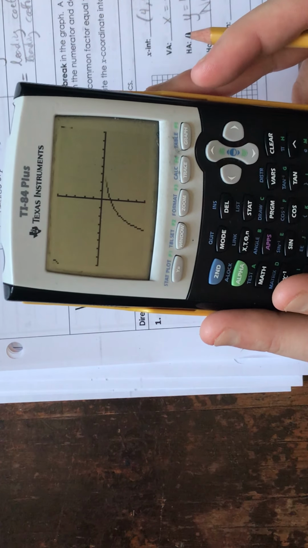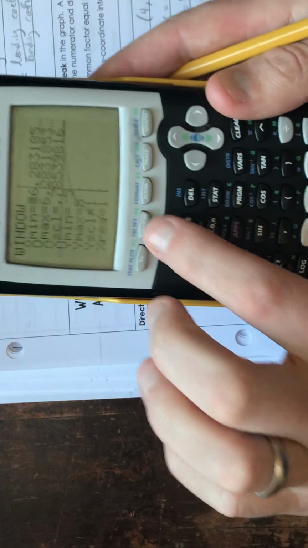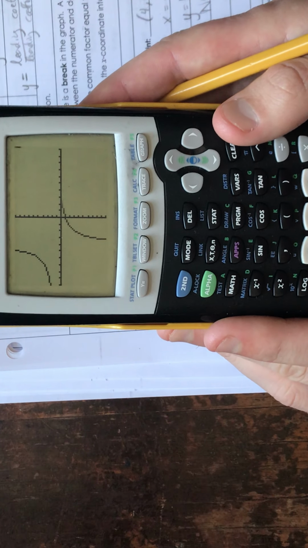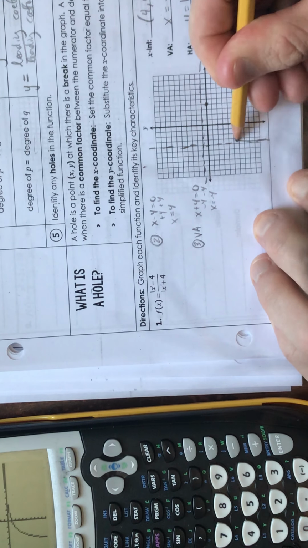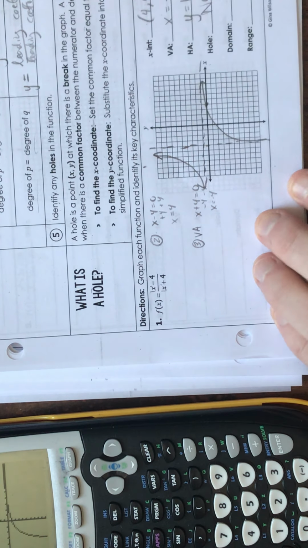And I graph it, and you'll notice it's kind of a little bit off our stage, so I'm going to go ahead and change my window a little bit. I'm going to just do zoom 6, which will give me the standard window, and there you go. That looks a little more like it. All right, so looks like my graph is going to go something like this, and another like that right there.